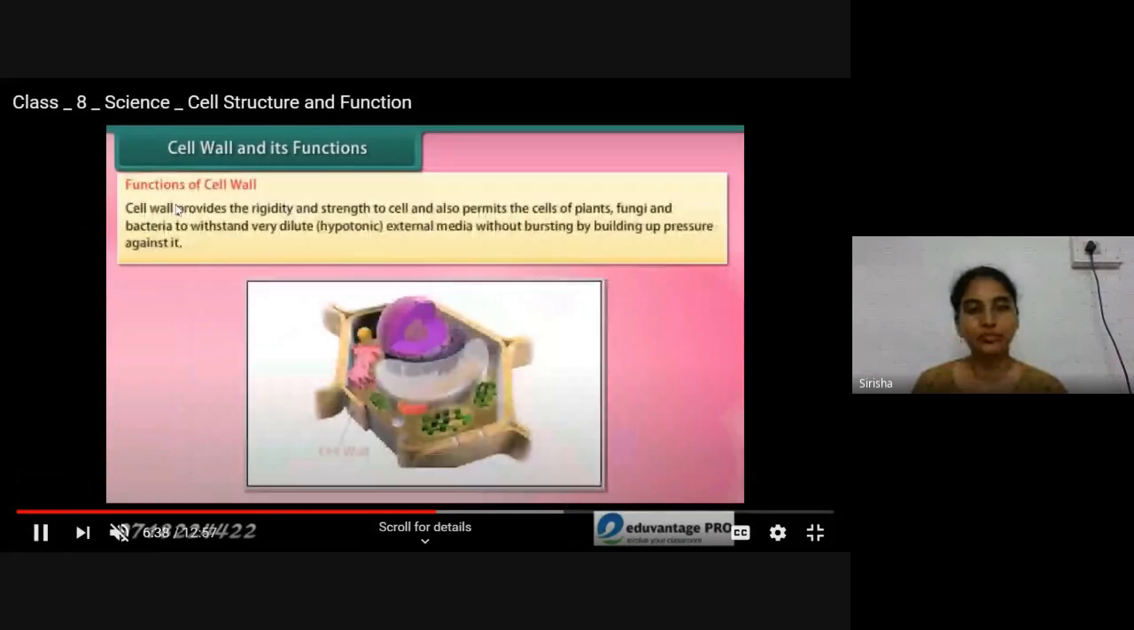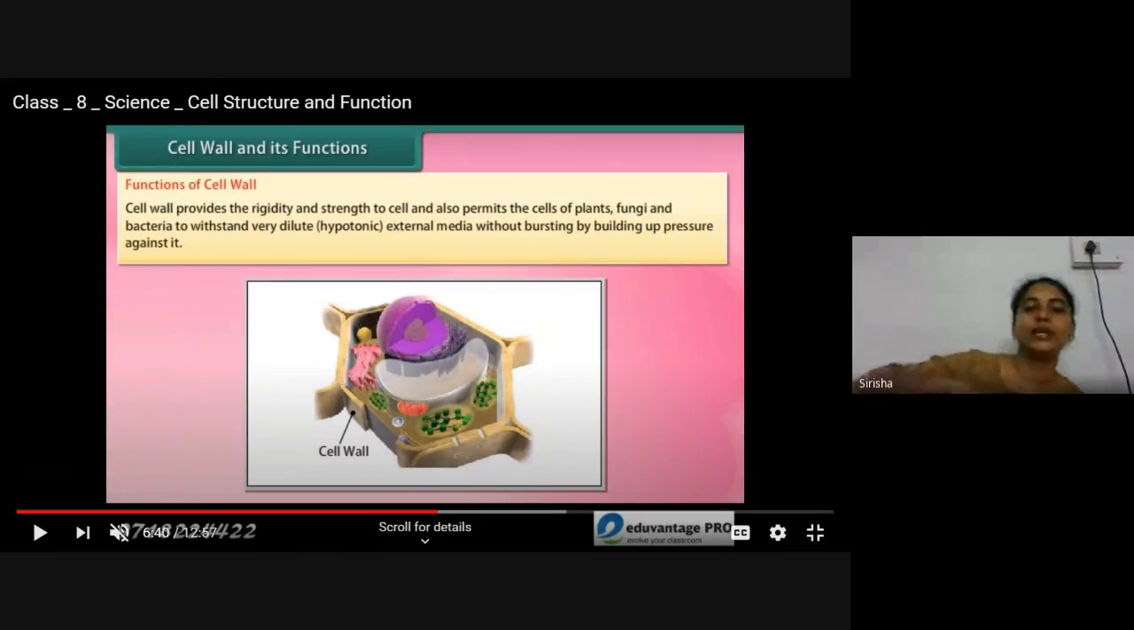What are the functions of the cell wall? The basic function of the cell wall, which is present in plants, is to provide rigidity as well as strength to plants, and also permits the cells of plants, fungi, and bacteria to withstand very dilute external media without bursting by building up pressure in it. So at times, what will happen in a very dilute external medium? For example, much water is present outside this cell. So it tends to come inside the cell from the diluted solution, and finally, due to endosmosis, the cell gets burst after its saturation point is reached.